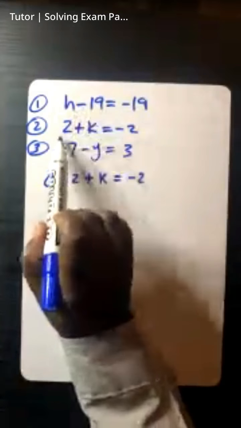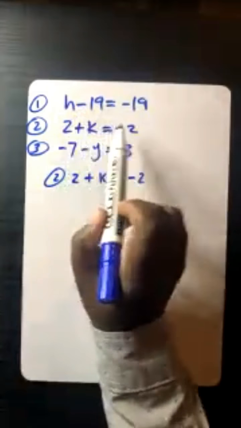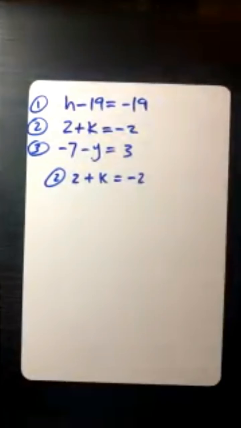100%. So for number 2, you're going to say what number when you say 2 plus that number will be equal to negative 2. So do you now see the difference between these two? That one starts with the unknown. This one starts with a number.